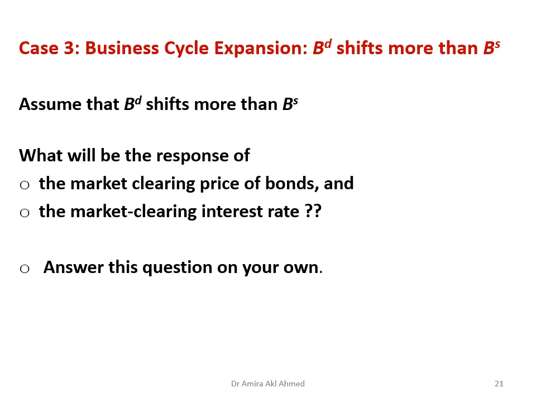In the previous example, we assumed that the shift in supply of bonds is greater than the shift in demand for bonds during a business cycle expansion. Now let's assume that the shift in the demand for bonds is greater than the shift in supply of bonds. The question is how such an assumption will affect the market clearing price of bonds and the market clearing interest rate. Now it's your turn to answer this question on your own.